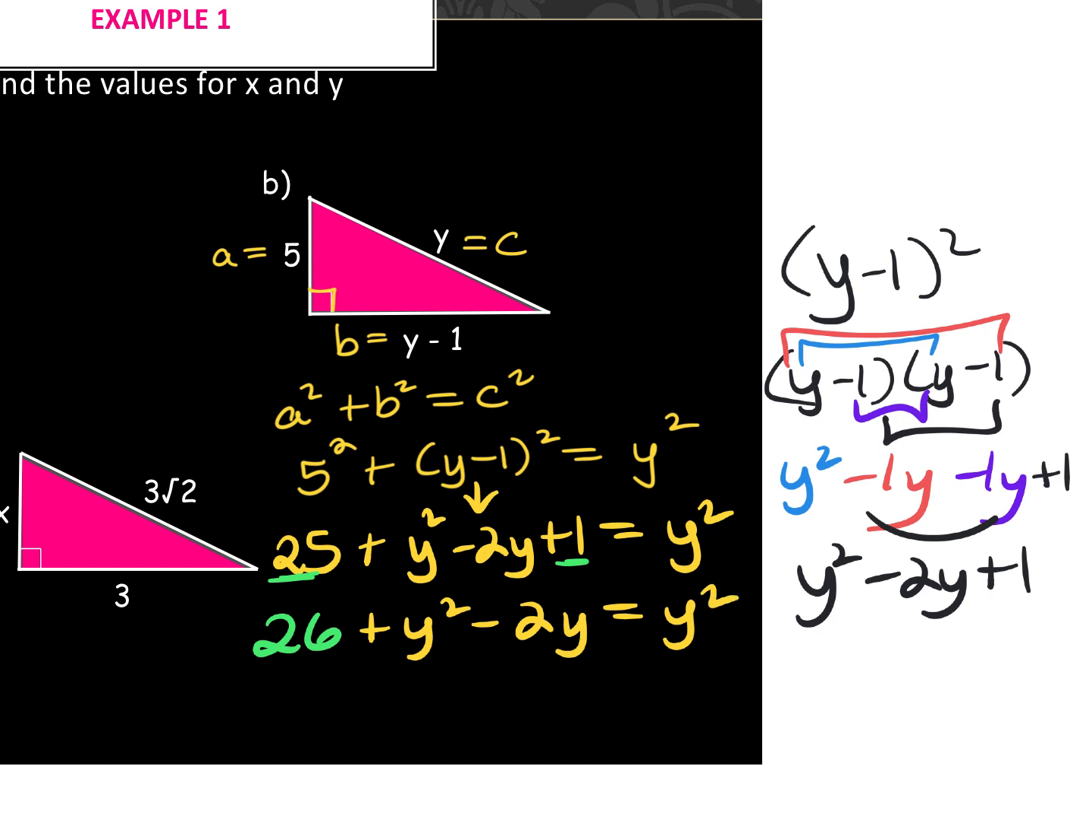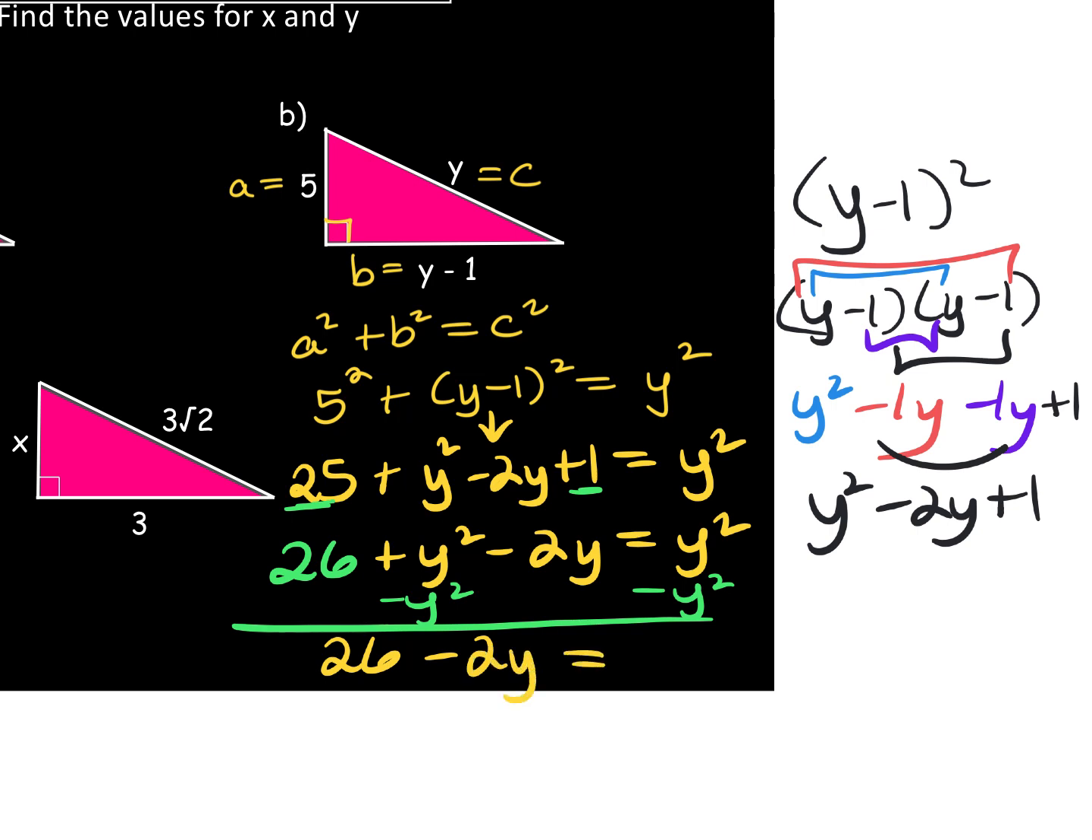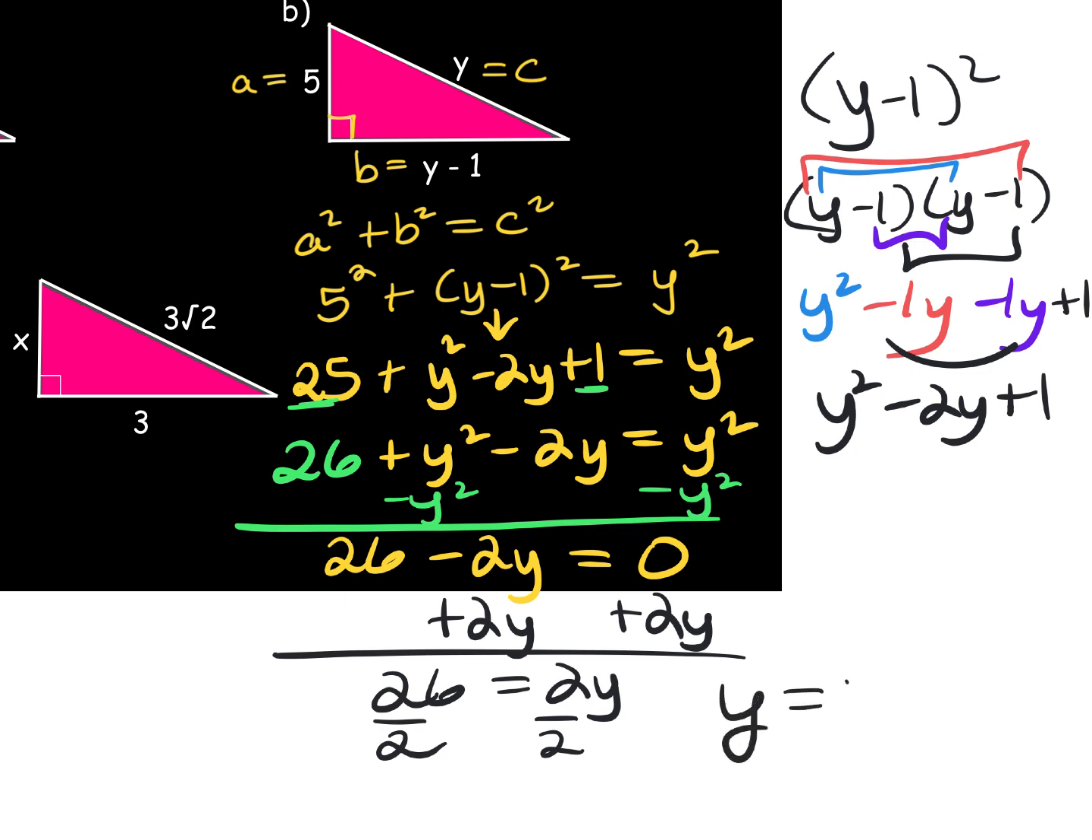I now need to try to get my Y squareds together. So I'm going to subtract Y squared from both sides. Notice it cancels on both sides. So now I'm left with 26 minus 2Y, and then Y squared minus Y squared is 0. I still need to get Y by itself, so I'm going to add 2Y to both sides. And now I have 26 is equal to 2Y. Divide both sides by 2, and Y equals 13.